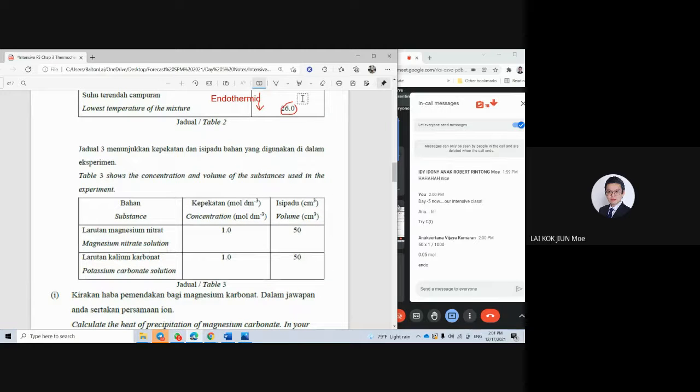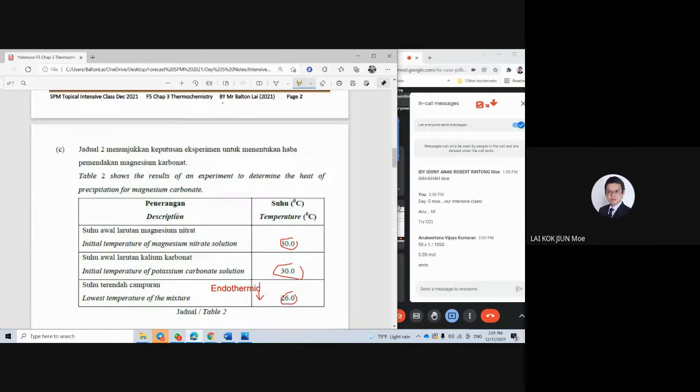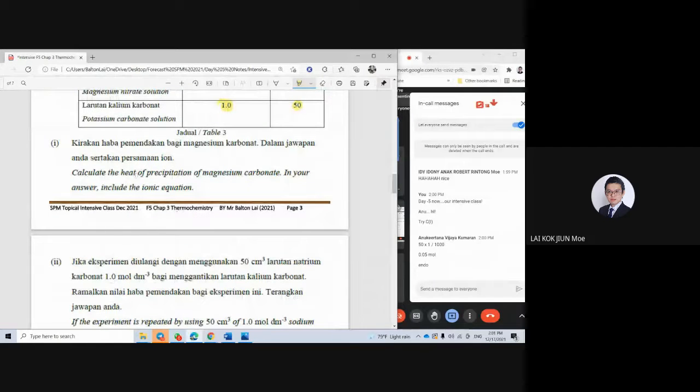So, how about this table? They show you the same. They are using the same concentration. So okay, no problem. So this is what reaction? This is the precipitation, right? So Anu, this is the heat of precipitation, but this is a positive value. This is endothermic. So your answer will start with a positive value, so have to be careful. When you do the calculation, make sure you get the positive one.